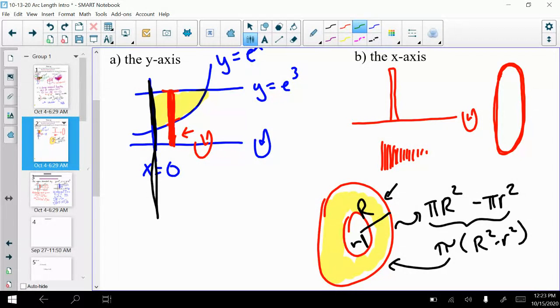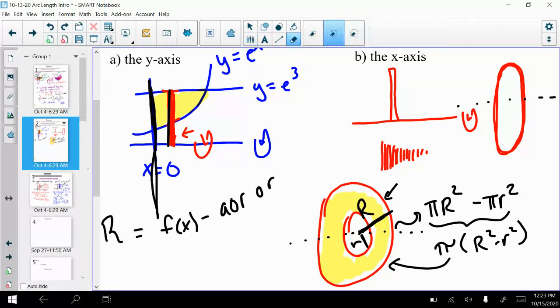So remember, R is measured from our axis of rotation. So big R goes from our axis of rotation, imagine you could see through it, out to the very outside edge. That's my big R, so that's this distance here, okay? And then big R is always going to be some function minus your axis of rotation, or it's going to be our axis of rotation minus that function, right?